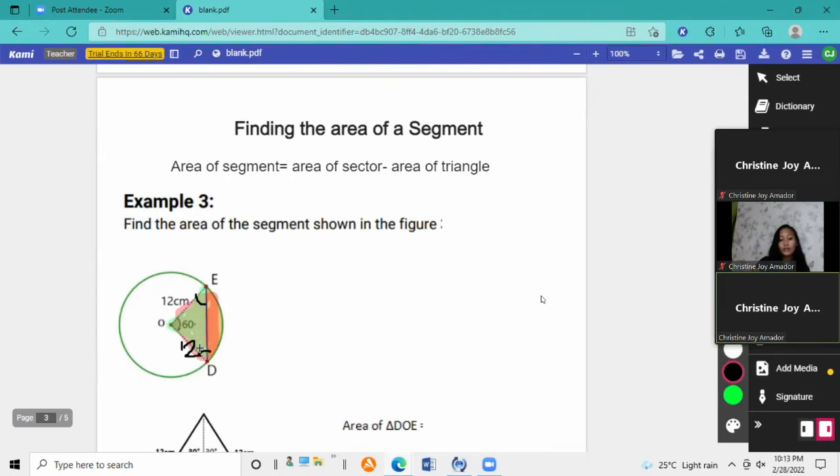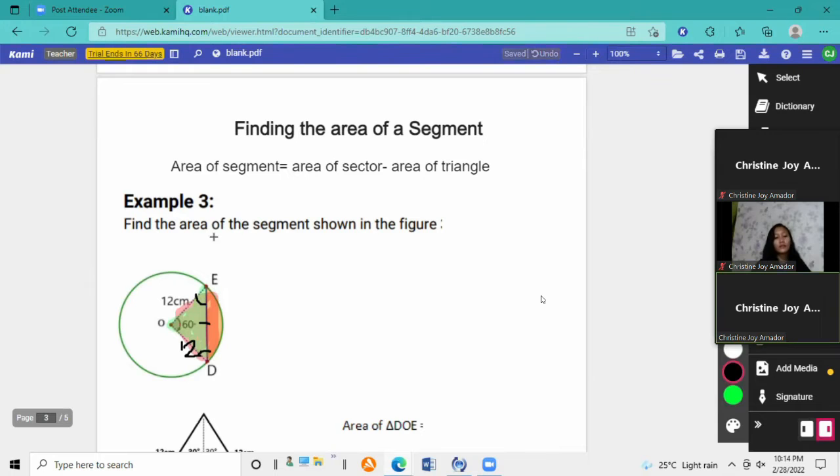Take note that angle E and angle D are equal. That's why we just divide 120 by 2, and it would be 60 degrees. This is 60 degrees, this is also 60 degrees, and this is also 60 degrees. In that case, we have an equilateral triangle because all of its angles are equal, which is 60 degrees. We already know that in an equilateral triangle all angles are equal, the same with the sides. Meaning if this is 12, this is 12, this one is also 12. So we have an equilateral triangle.